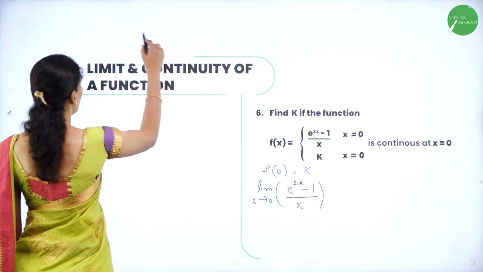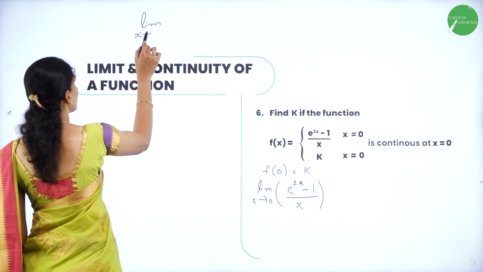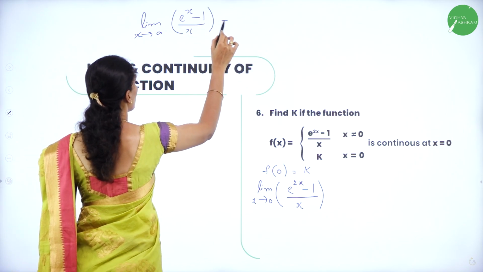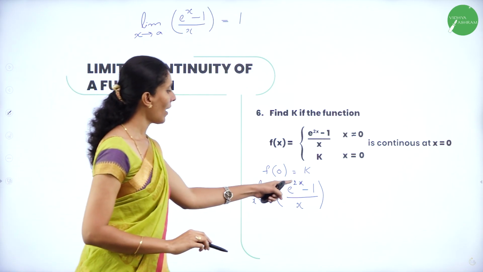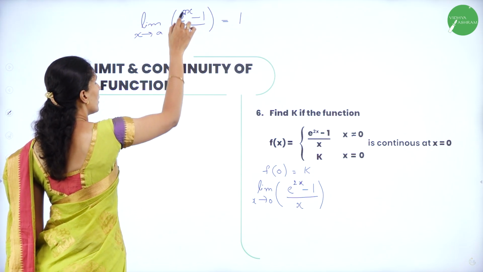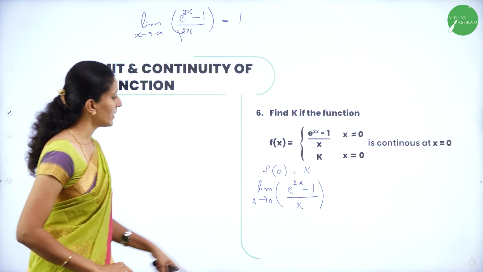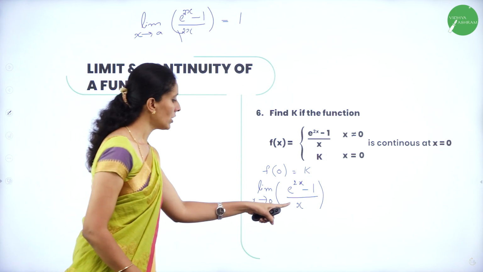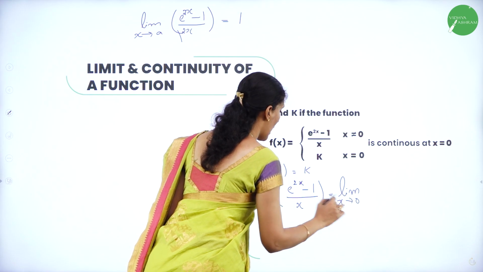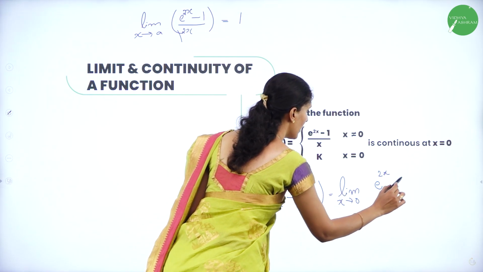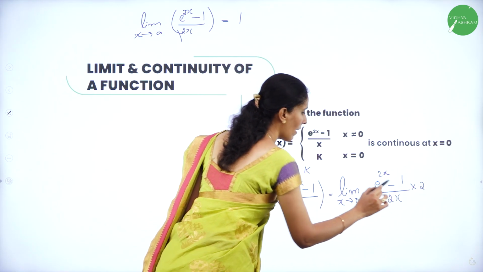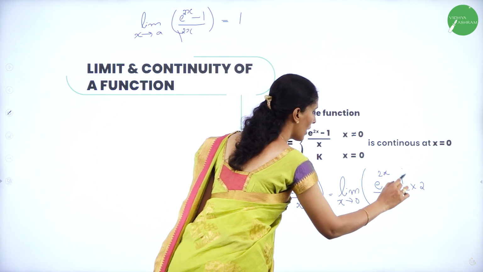So, remember the form limit x tends to a, (e power x minus 1) by x. This value is equal to 1, the standard limit. So, here you have 2x. So, what you are supposed to do, you have to multiply 2. It should be in this form. But here it is already 2x. For the denominator, I need 2. So, what I will do here, e power 2x minus 1 I will keep as it is. Here I will multiply 2 and divide 2 so that it becomes 2x. Now, you can apply the limit.